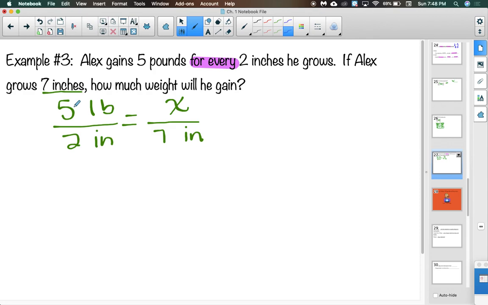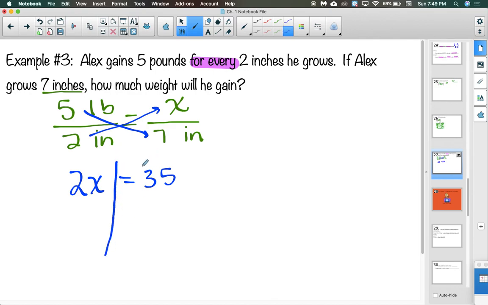So our ratio is 5 to 2. Our other ratio is X to 7. We know that they are proportional, so we have an equal sign in between. So we just have to use cross products to solve for X. So I always start with the product with the variable in it. 2 times X is 2X. Bring down your equal sign. 5 times 7 is 35. And we can draw our train tracks. Divide both sides by 2 to get the variable isolated.